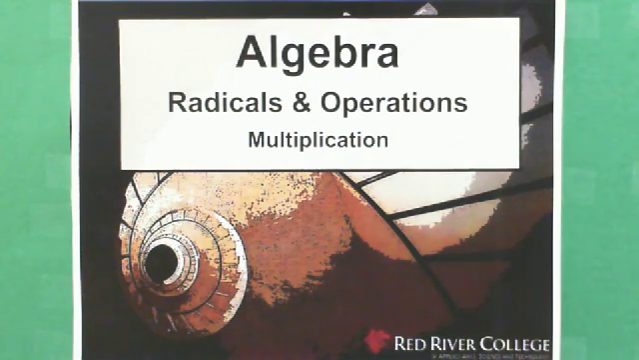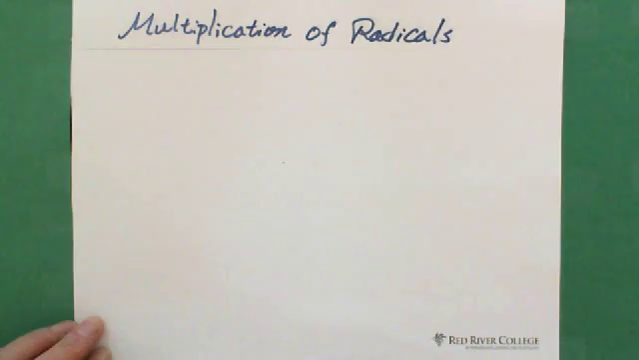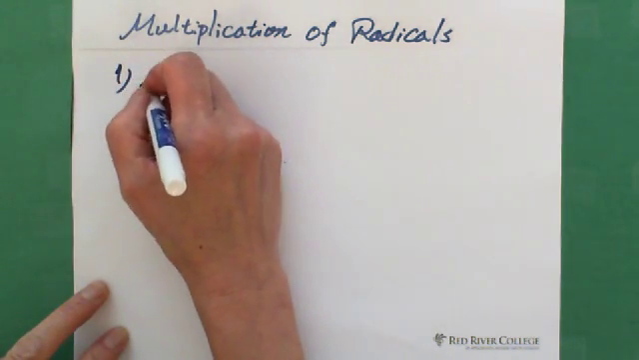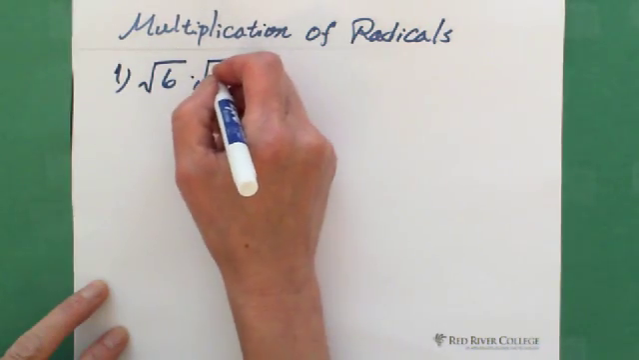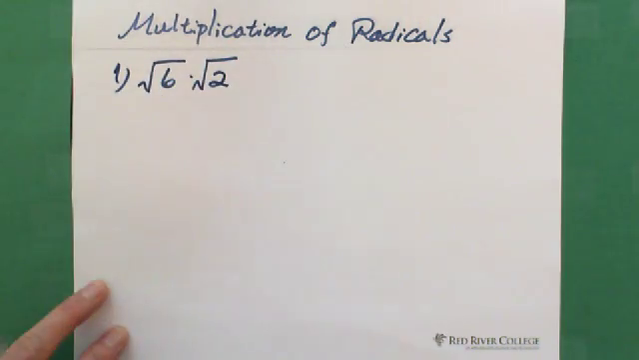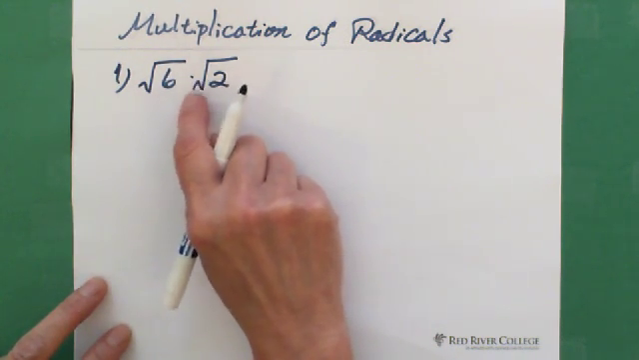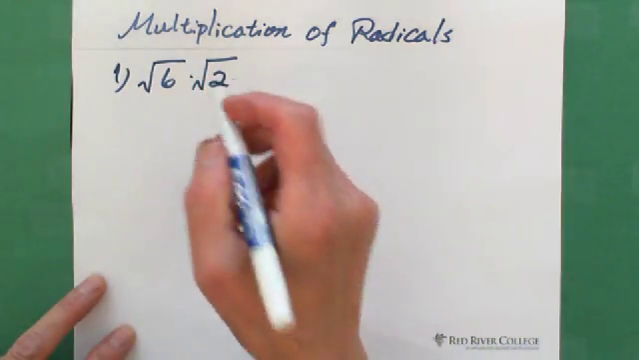Multiplication of radicals. Multiplication with radicals. Let's see the first question. Square root 6 multiply square root 2. Sometimes we don't need to write the dot, just write square root 6, square root 2. But I want to show this is multiplication, right?